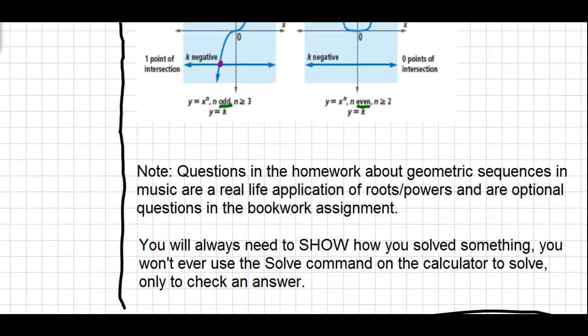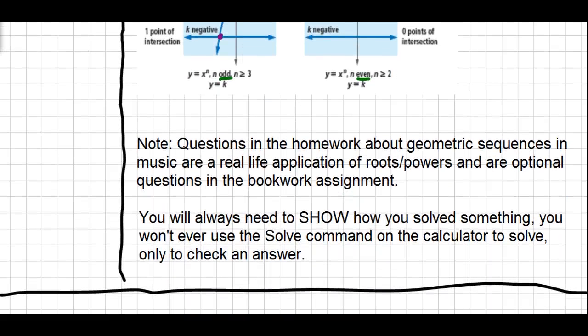I do have 2 more items for students just to make note of. The assignment today was starting with problems number 4, so we skipped problems 1, 2, and 3. However, those questions in the homework are about geometric sequences in music, which are real-life applications of roots and powers. So those are optional questions, and if students are interested in that, that is available reading in the lesson.